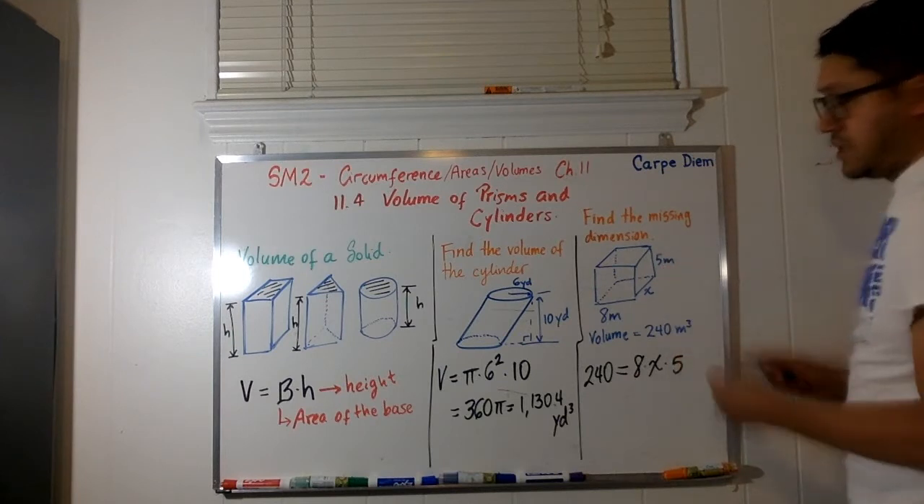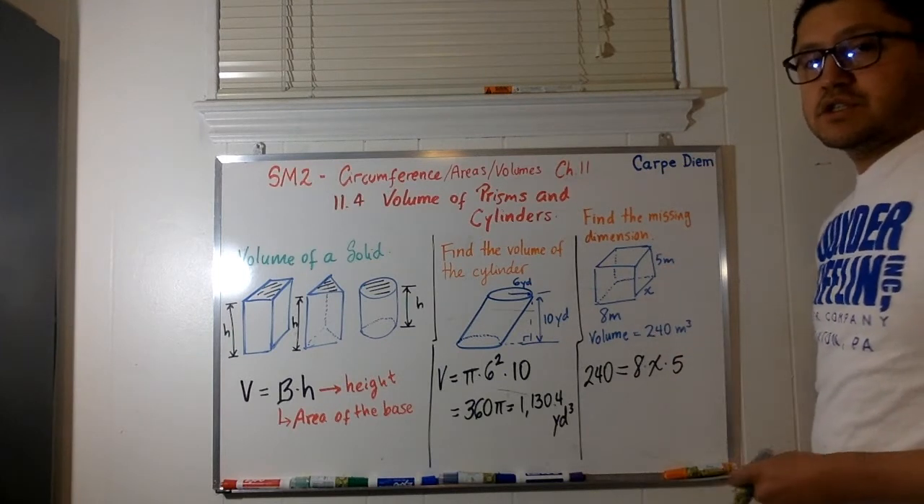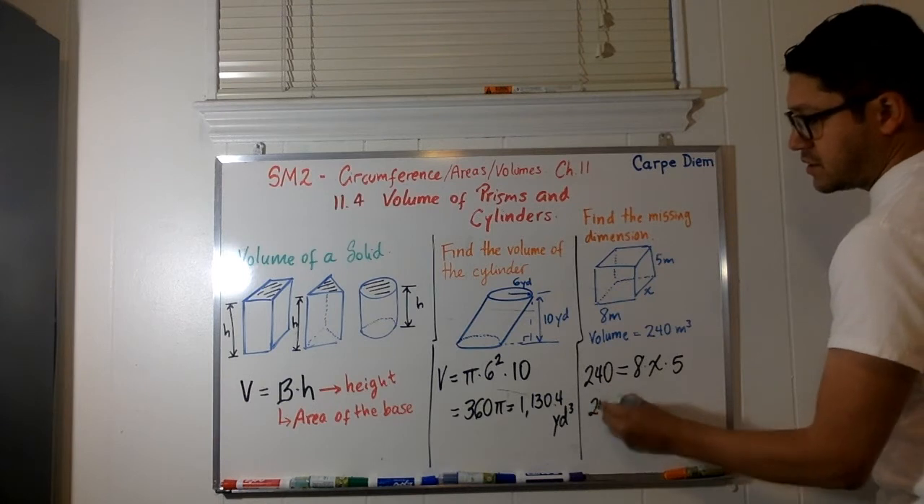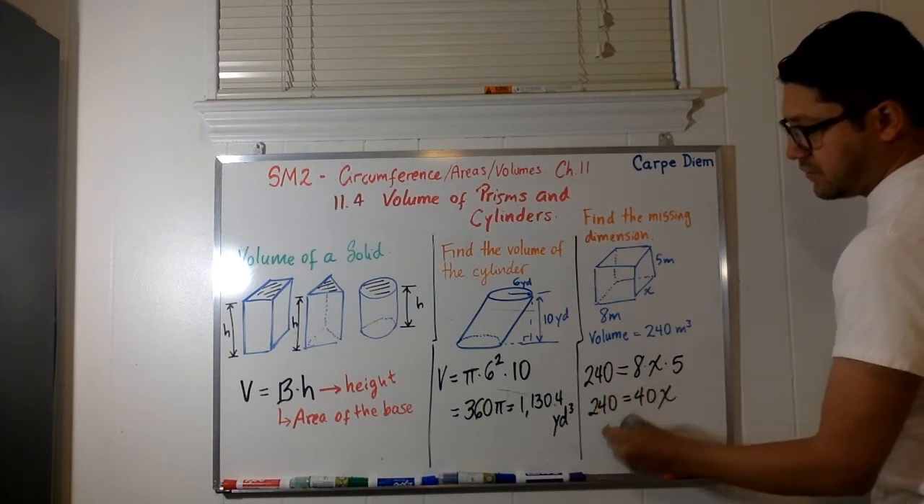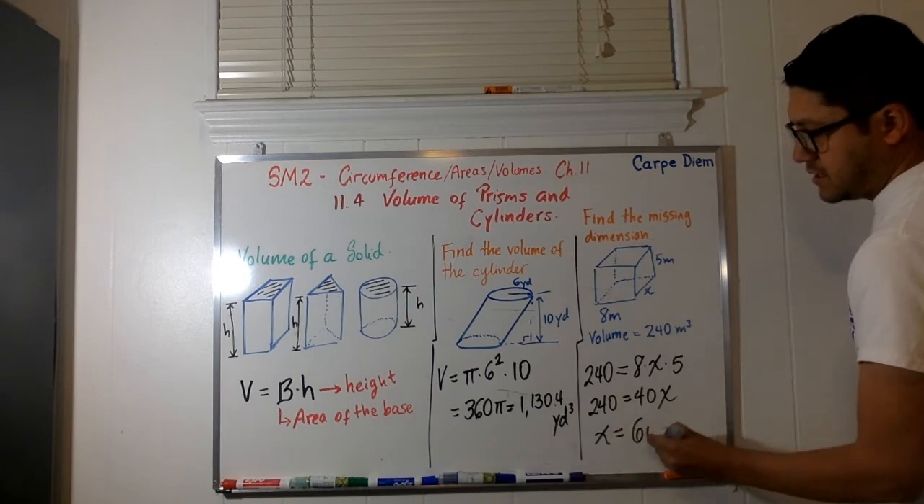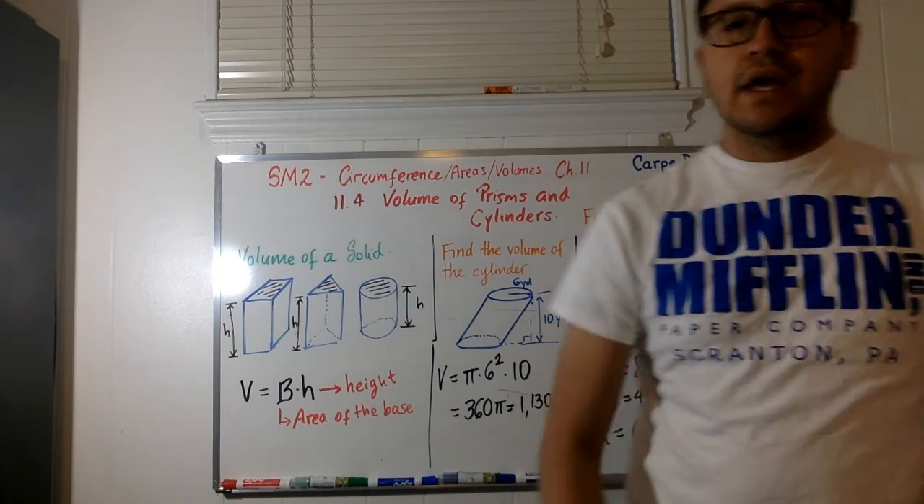All right, and the rest of the process is just solving for x, which is going to be 240 equals 40x, and if you solve for x, you will notice that x equals 6 meters. And that's it. Thank you.